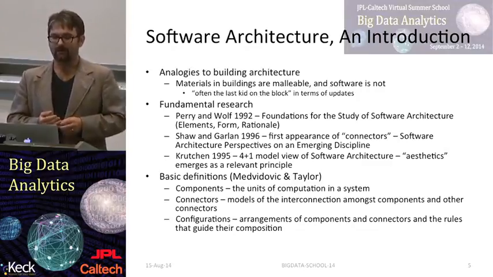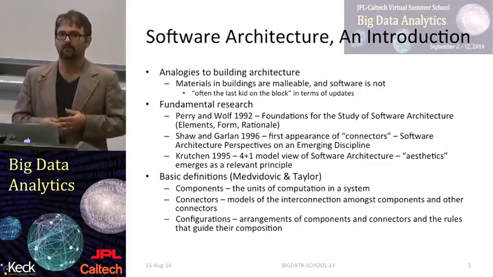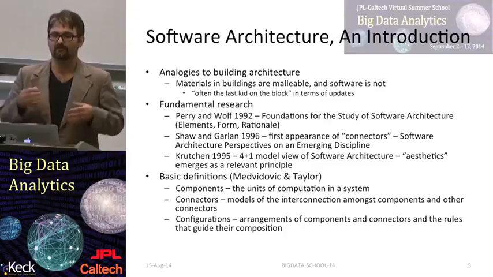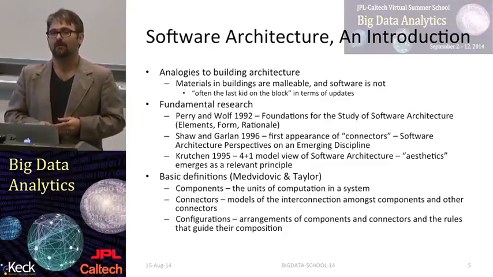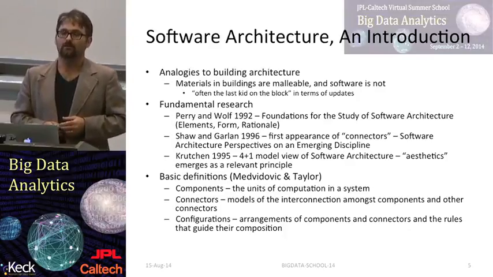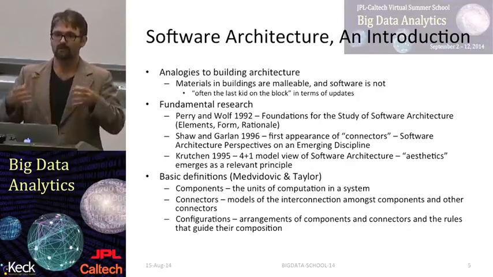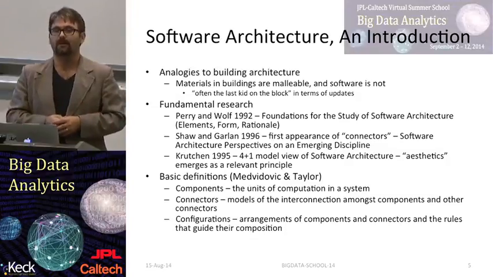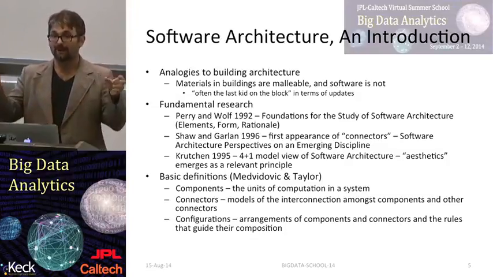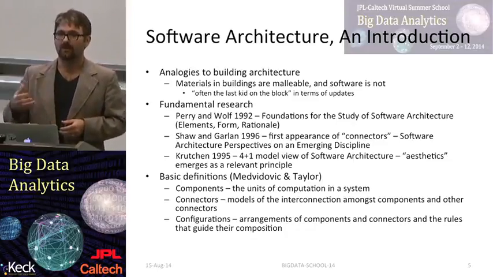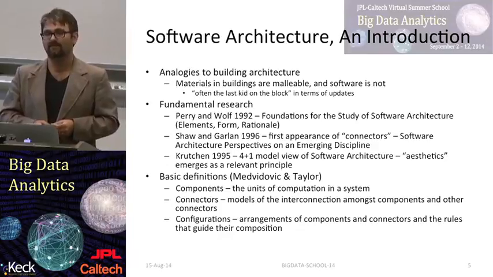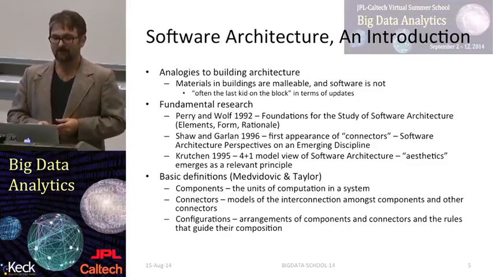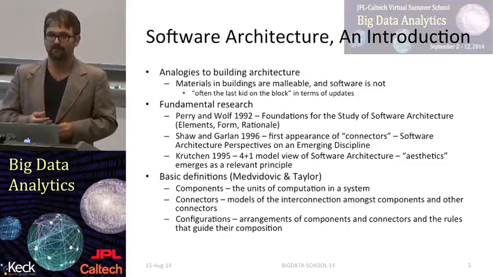The contributions out of that book, in my opinion, are basically the first identification. They build upon Perry and Wolf's definition of software architecture, form, elements, and rationale, except they decompose the elements into more than just components, more than just the units of computation in your system. They argue that the way components in a software system interact, something called connectors, which are models of the interaction between software components, should have first-class status in software architecture, that the way the interactions occur is really important. We'll discuss some of that in the remainder of the slides today.